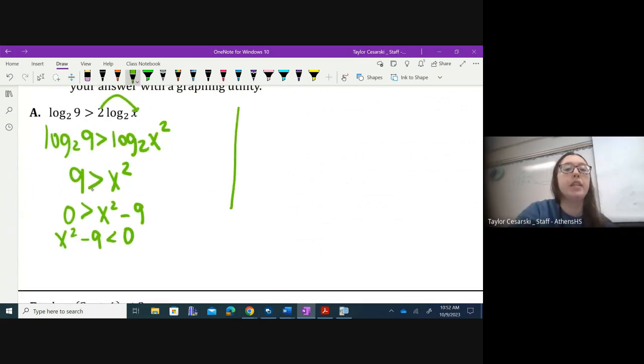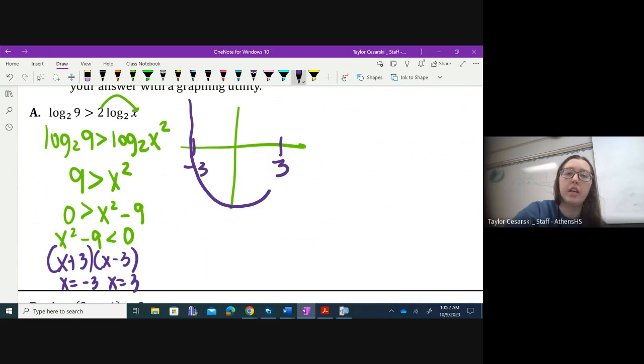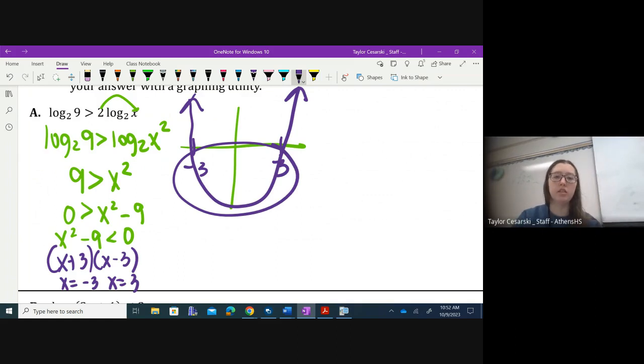You can make a sign chart, or you could say, well, that's going to be x plus 3, x minus 3, which would be x equals -3 and x equals +3. So my quadratic will look something like this. We're looking for where it's less than 0, where it falls below the x-axis, and that's going to be between -3 and 3. Where it's less than 0, okay?